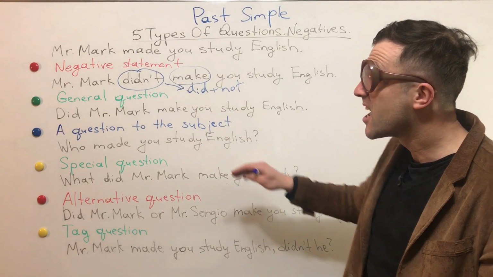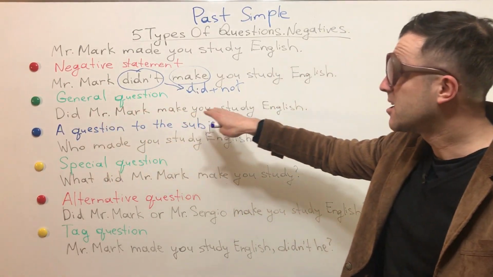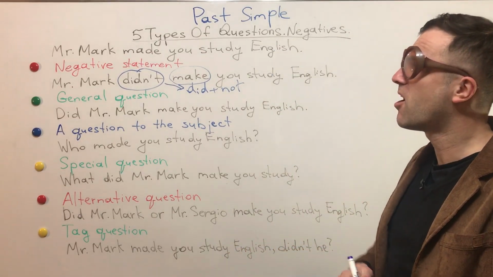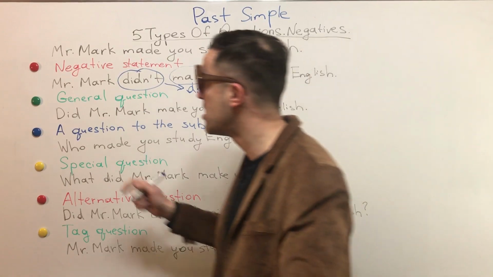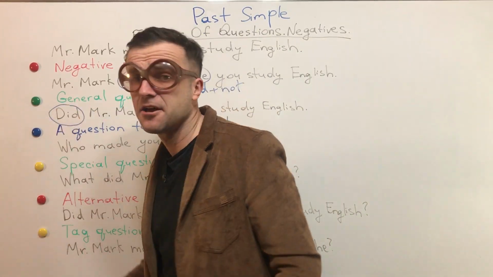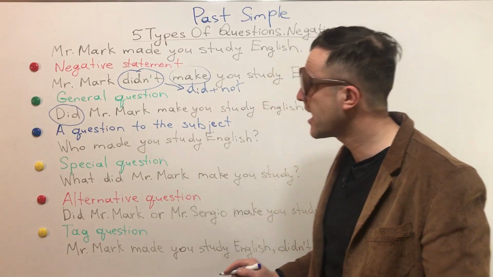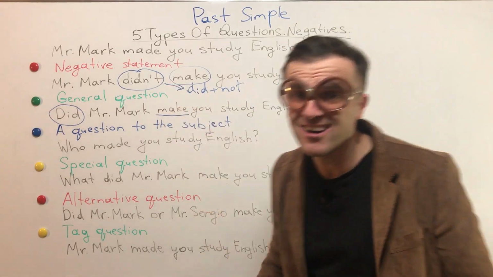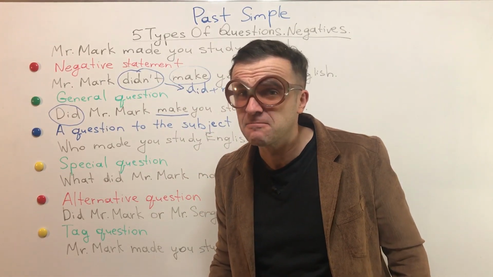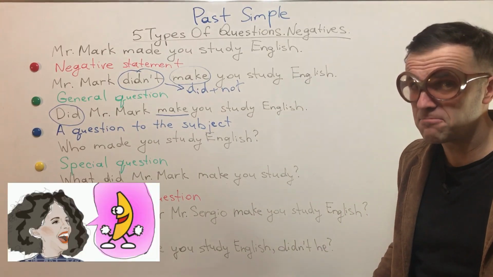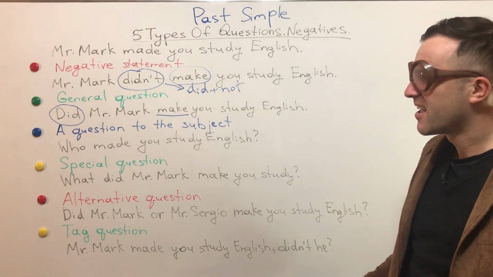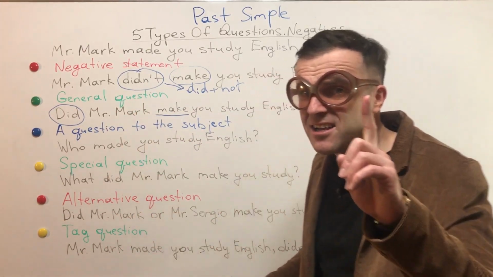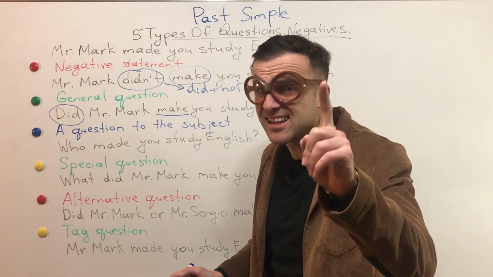The general question is the question to the whole sentence. So here it is. Did Mr. Mark make you study English? So this question is to the whole sentence and we put did in the first place. And don't forget that it's not made but make, like it was in the negative statement. Okay? I hope you understood me.